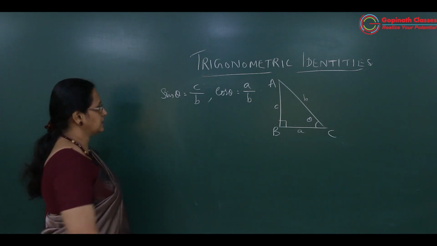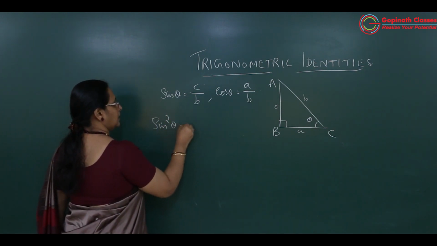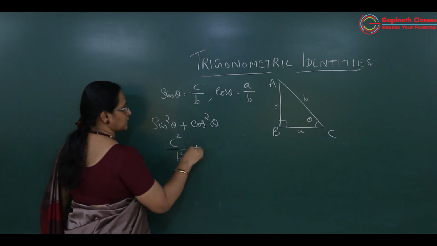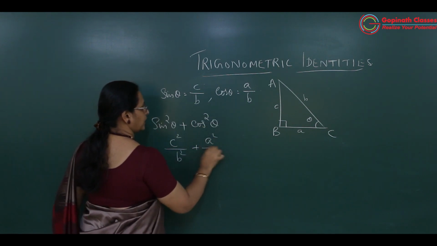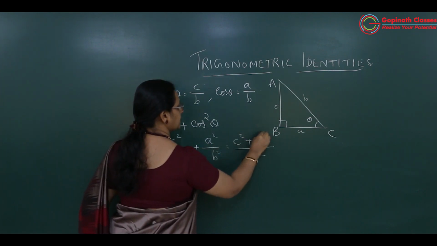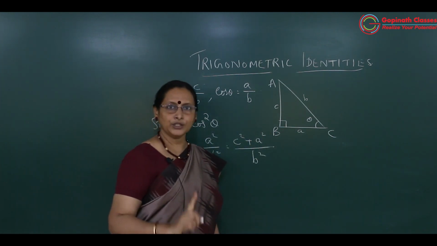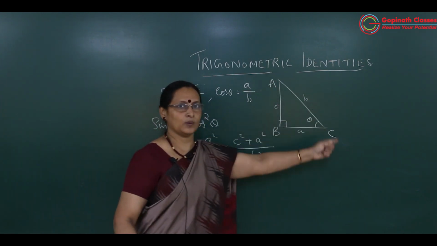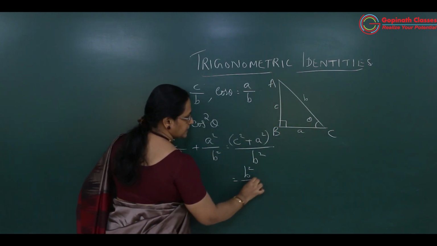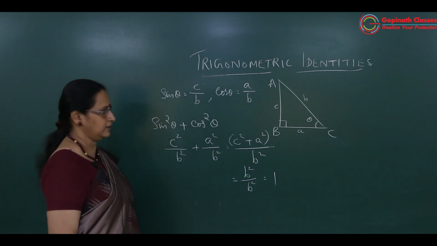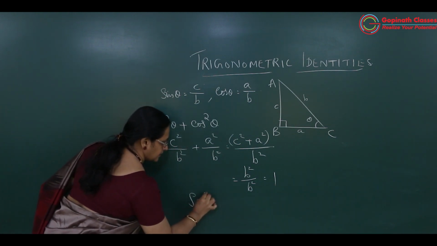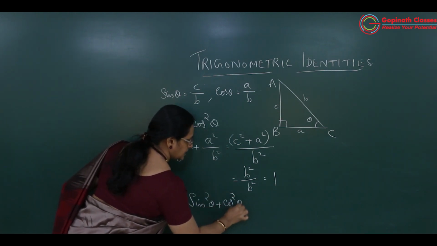Now, let us write what is sine square theta plus cos square theta. Sine square theta will be C square upon B square and cos square theta will be A square upon B square. Denominator is same, B square. I am just adding the numerators, C square plus A square. And you know, according to Pythagoras result, C square plus A square is equal to B square. So I am getting B square upon B square, which is equal to 1. This is the first identity, which is sine square theta plus cos square theta is equal to 1.